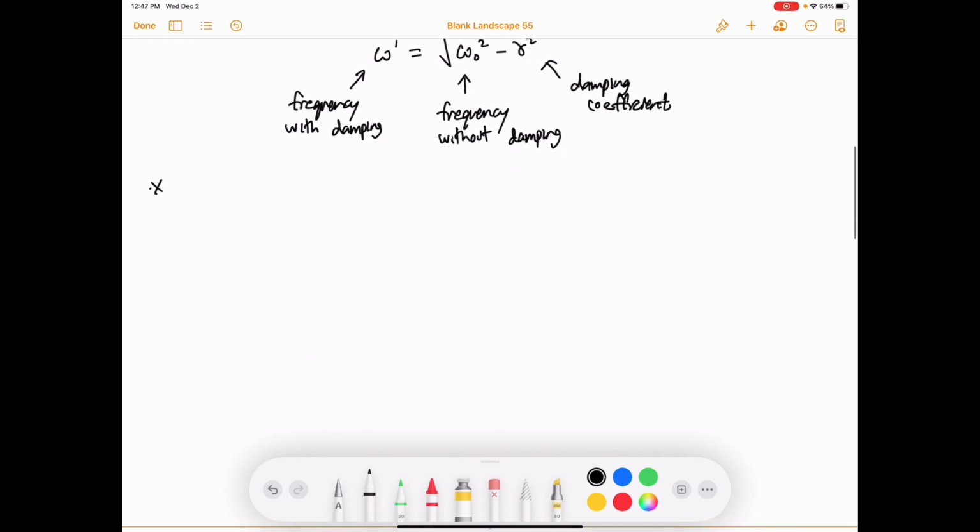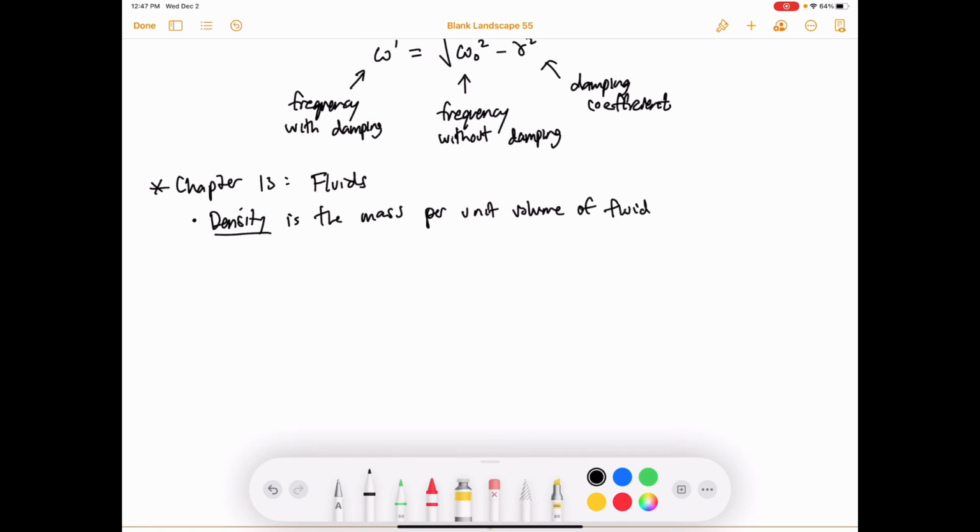So then we went to chapter 13, which is about fluids. And some of the basic features of fluids that we need to remember are things like density, where density is the mass per unit volume of fluid. And density is given by the Greek letter rho, and this is mass over volume. And density appears in many of the equations of fluid statics and fluid dynamics, so that's just something we need to know about. Also, pressure.